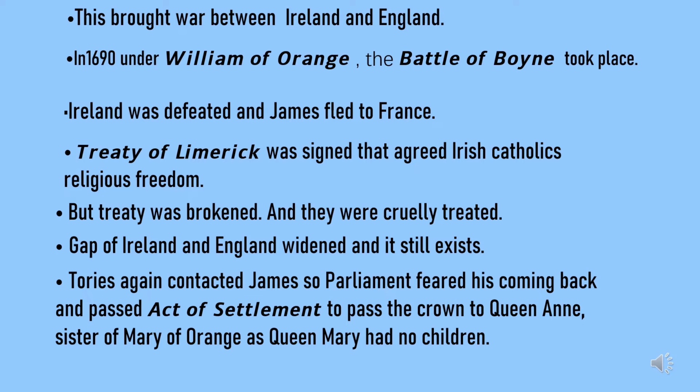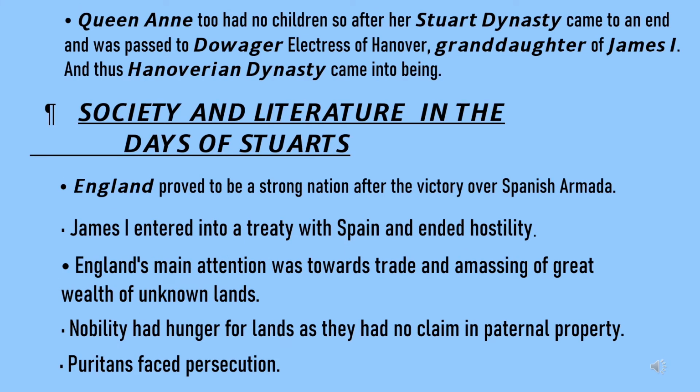Then the Tories again contacted James II, so Parliament feared his coming back, and so they passed the Act of Settlement to pass the crown to Queen Anne, sister of Mary of Orange, as Queen Mary had no children. Queen Anne too had no children, so after her, the Stuart dynasty came to an end, and the crown was passed on to the Dowager Electress of Hanover, who was the granddaughter of James I, and thus a new dynasty known as the Hanoverian dynasty came into being.